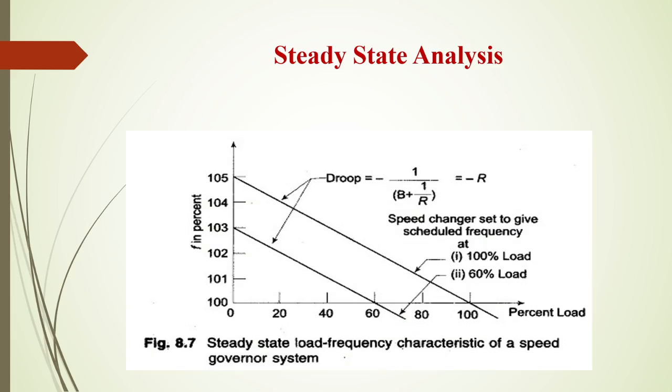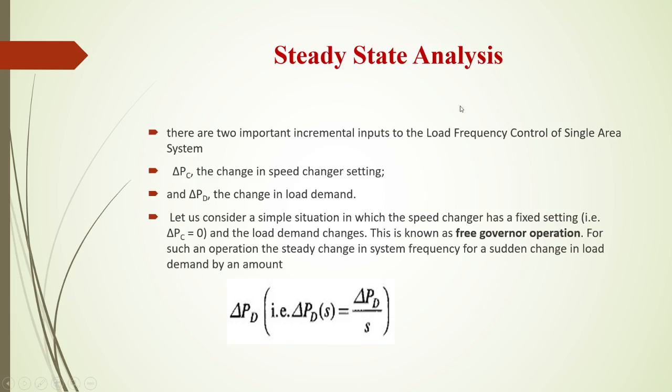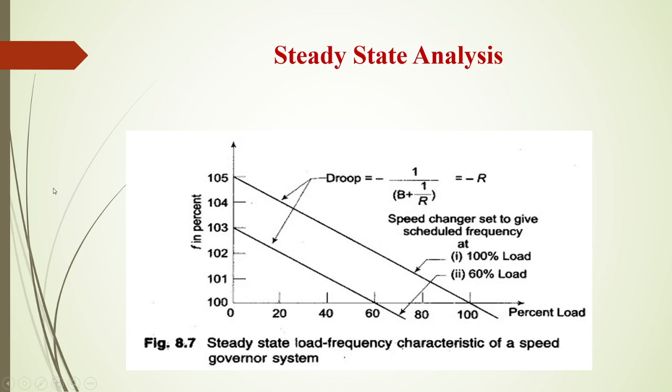So this is the figure showing the linear relationship between frequency and load for free governor operation. So what is the free governor operation? The speed changer is fixed and load demand is changing. So for this we are seeing the steady state characteristics, and it is showing the linear relationship between the frequency and load. For the y-axis we are taking frequency, and for the x-axis we are taking the load.